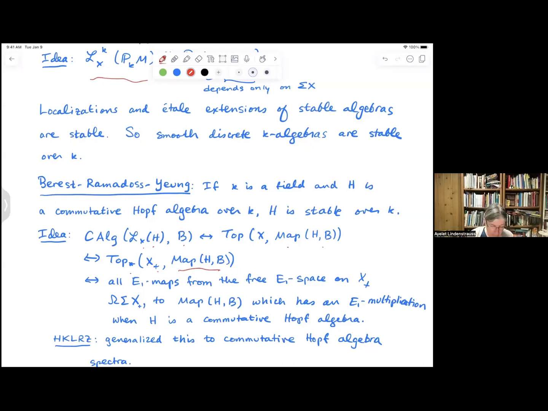But because H is a Hopf algebra, the map space from H to B has an E1 multiplication structure. And then topological maps from some base thing to an E1 algebra are in bijection to E1 maps from the free E1 space on that thing to the maps from H to B. But the free E1 space on X plus is the loop suspension of X plus. And suspension of X plus could be made from suspension of X. I should have said that also in the previous example. So again, it's only dependent on the suspension.